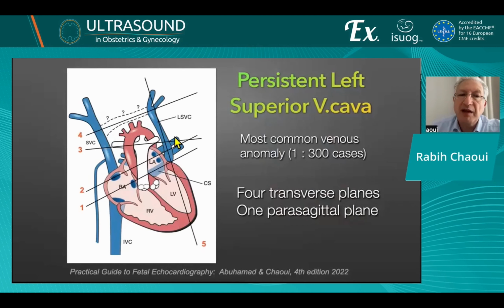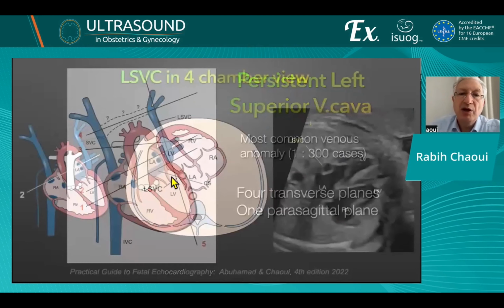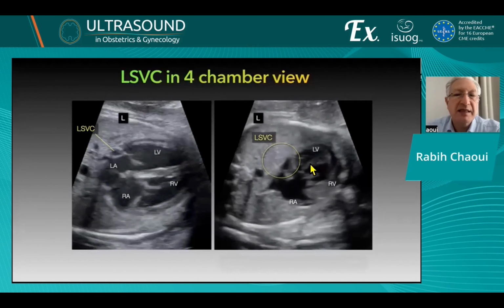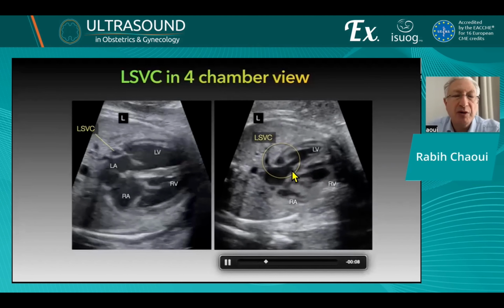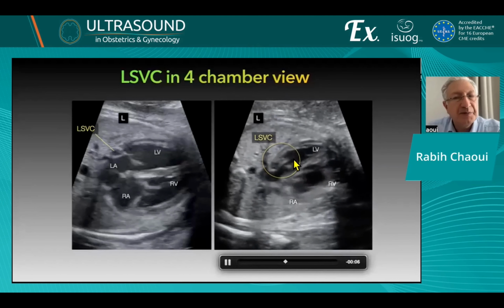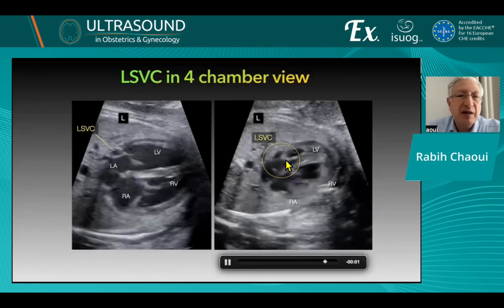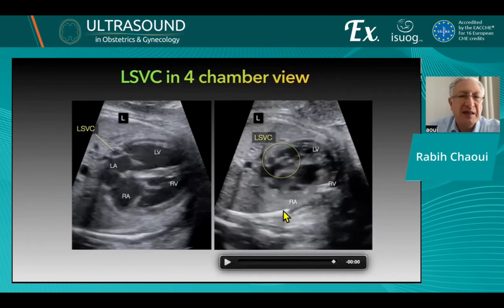the left superior vena cava draining into the left side of the atrium and into the right atrium. So you see here in this plane, we have the left superior vena cava as a cystic structure at the border of the left atrium. And you see this is the kind of scene. This is why it's quite tricky to be seen.